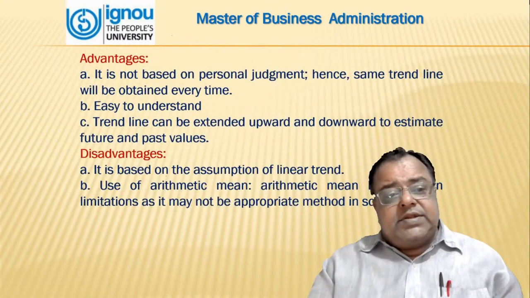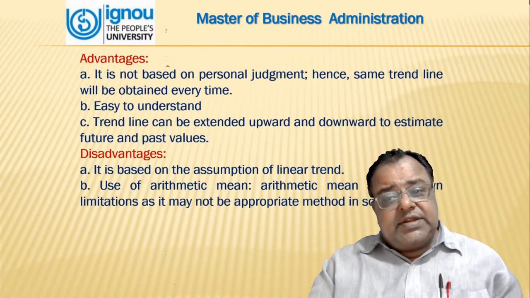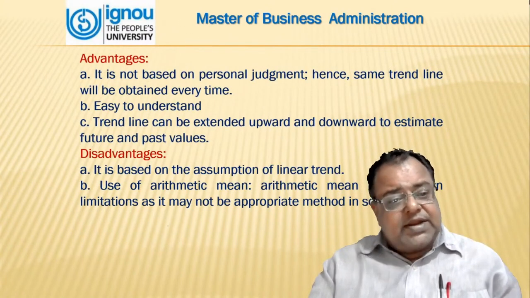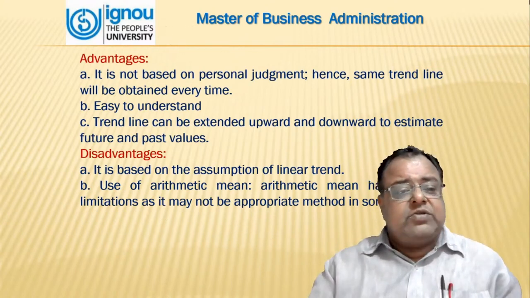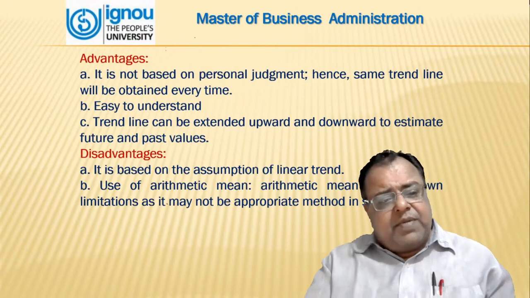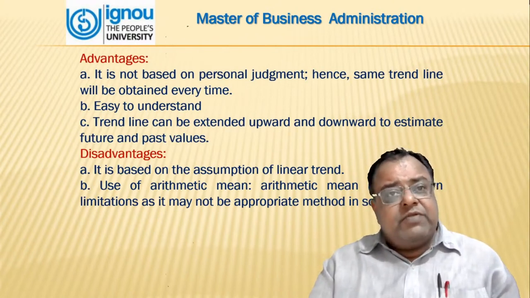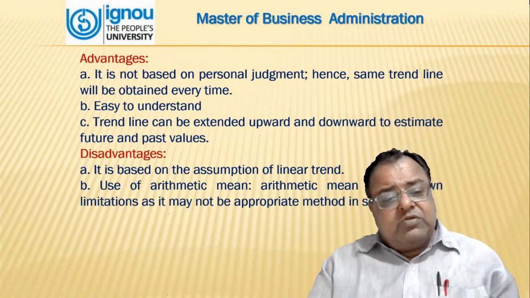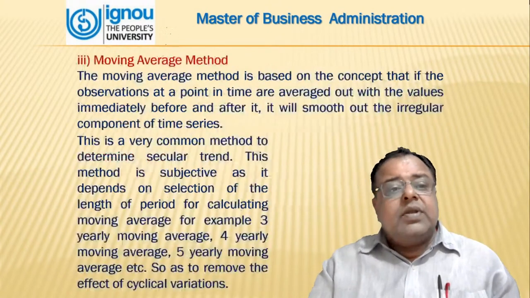What are the advantages? It is not based on personal judgment, hence the same trend line will be obtained every time. It is easy to understand. Trend lines can be extended upward or downwards to estimate the future or past values. Disadvantages: it is based on the assumption of linear trend and use of arithmetic mean. Arithmetic mean has its own limitation as it may not be an appropriate method in some cases.